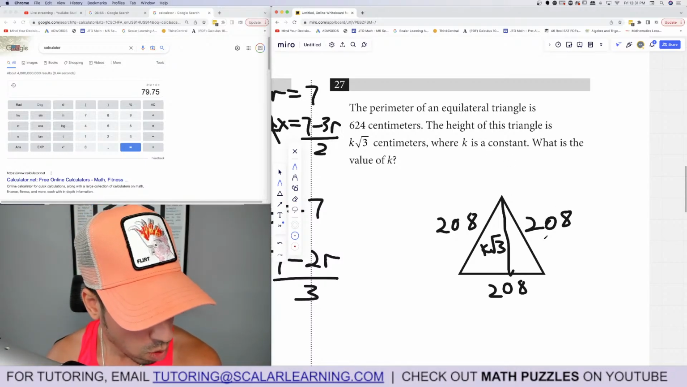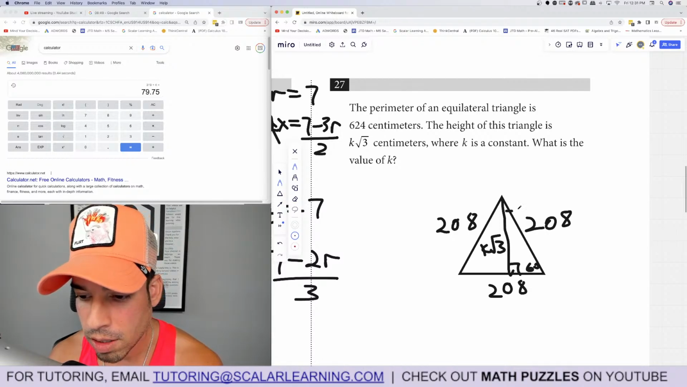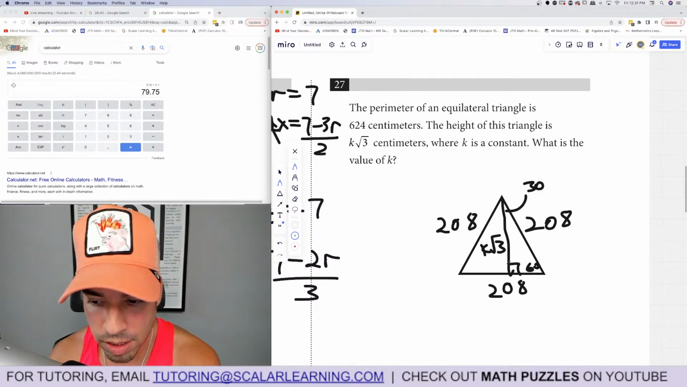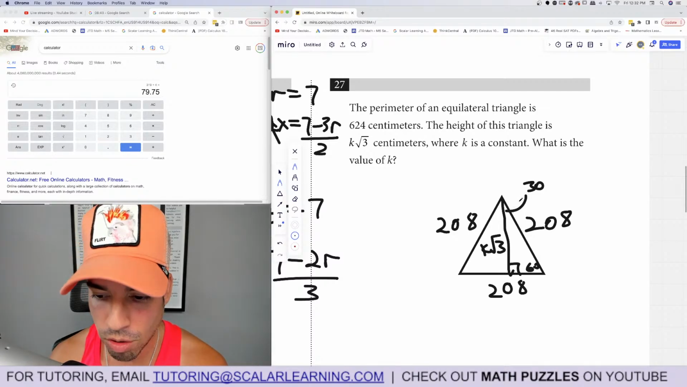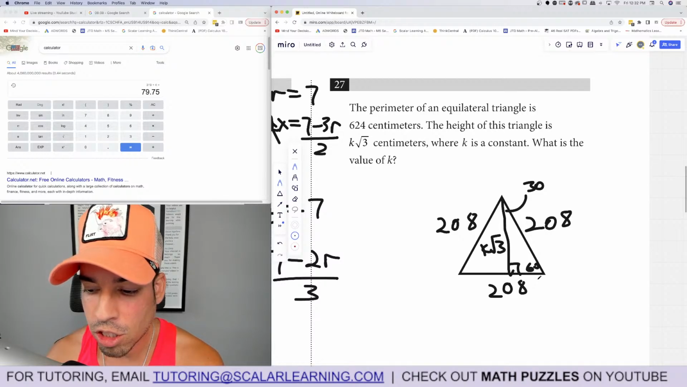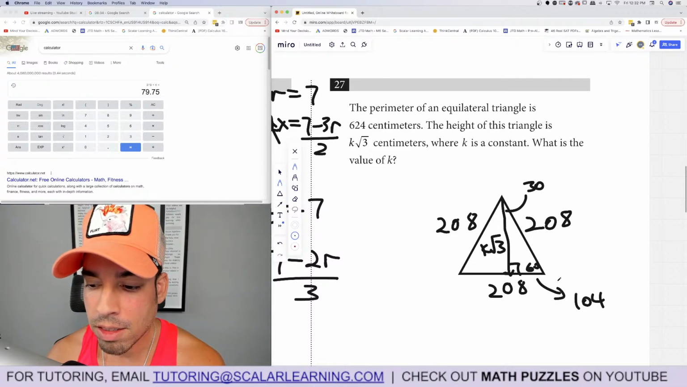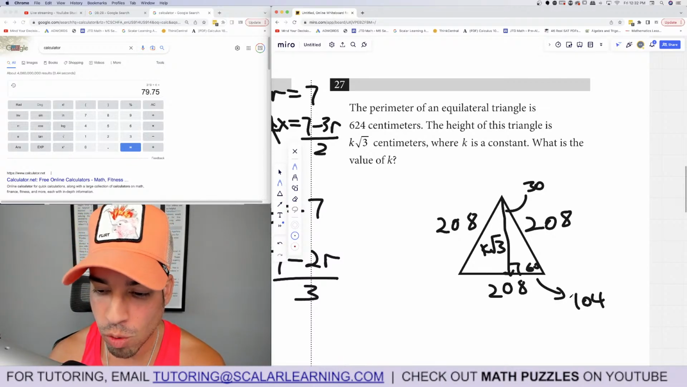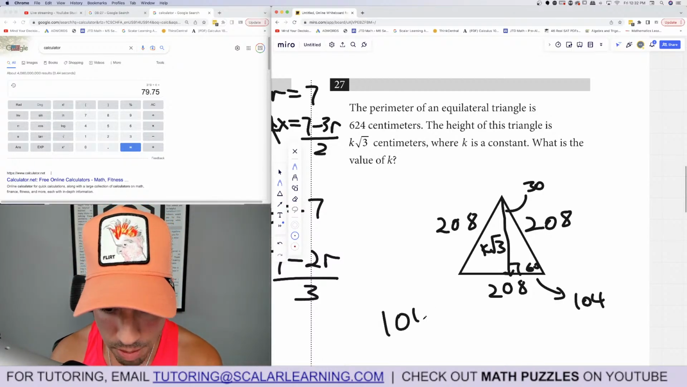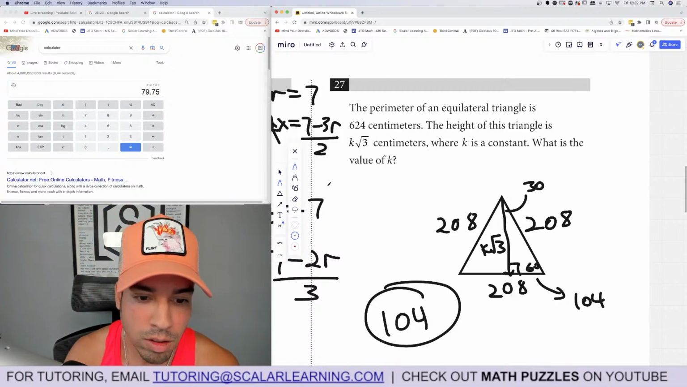Got it. So what we can do here is draw this height, and we're creating a 30-60-90 triangle, because this is an equilateral, or 60-60-60. I cut it in half, it's 30. So in a 30-60-90, the smallest side, now that I've cut this 208 in half, is 104. To get the other leg, I multiply the smallest side by root 3. So literally that k value has to be the little leg, which is 104. And that's it. We are good to go.